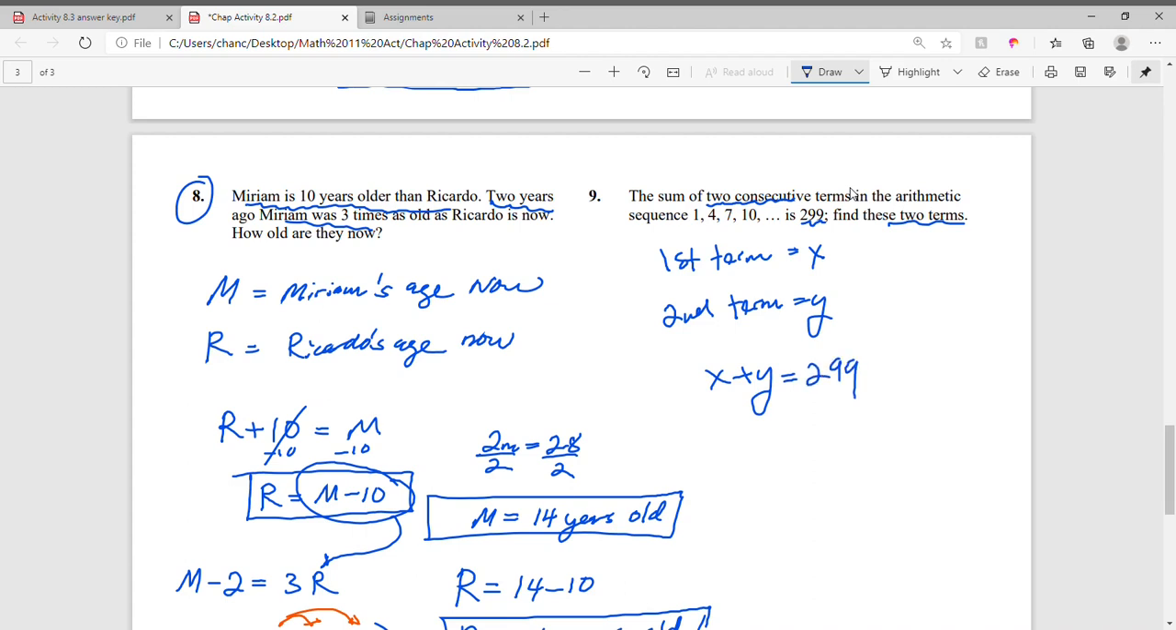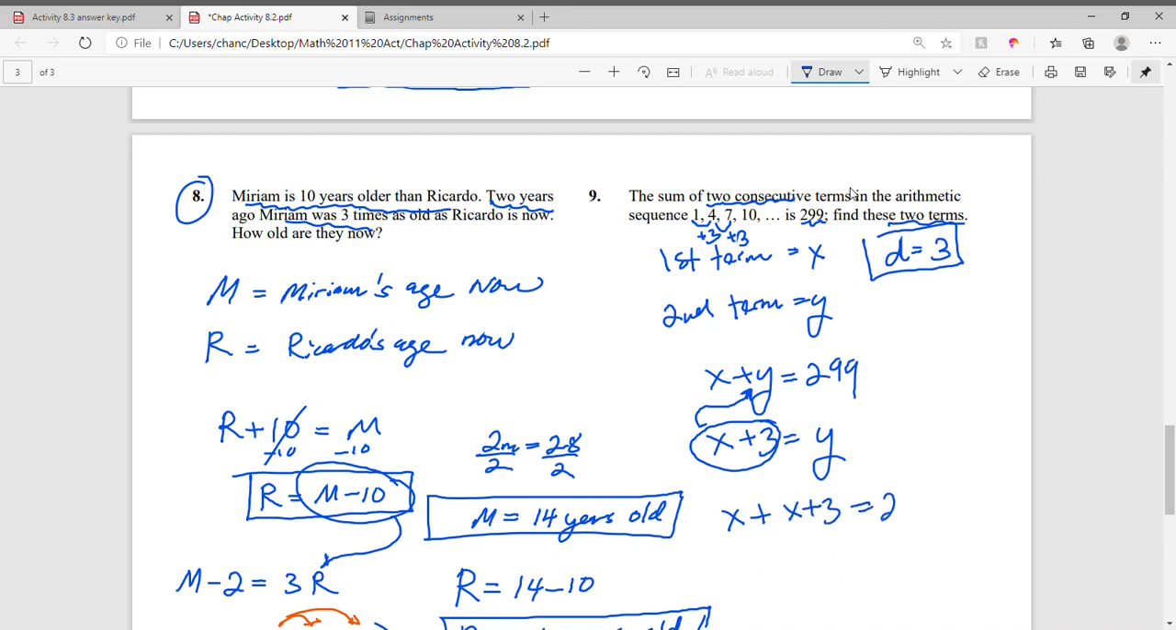Now we have to look at the relationship between consecutive terms. We notice here that 1 plus 3 gives us 4, and 4 plus 3 again gives us 7. So the common difference is 3. That means x plus 3 has to be equal to y because they have a common difference of 3. This is great. This allows me to substitute x plus 3 into our first equation. X plus (x plus 3) should give us 299.